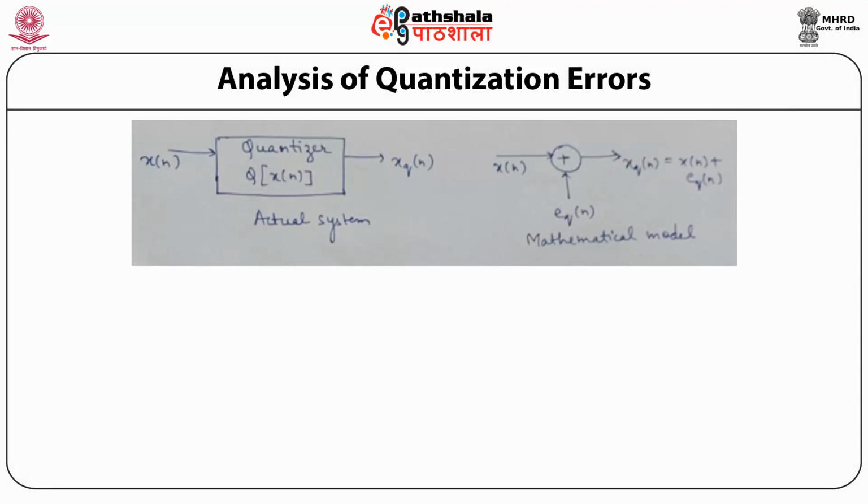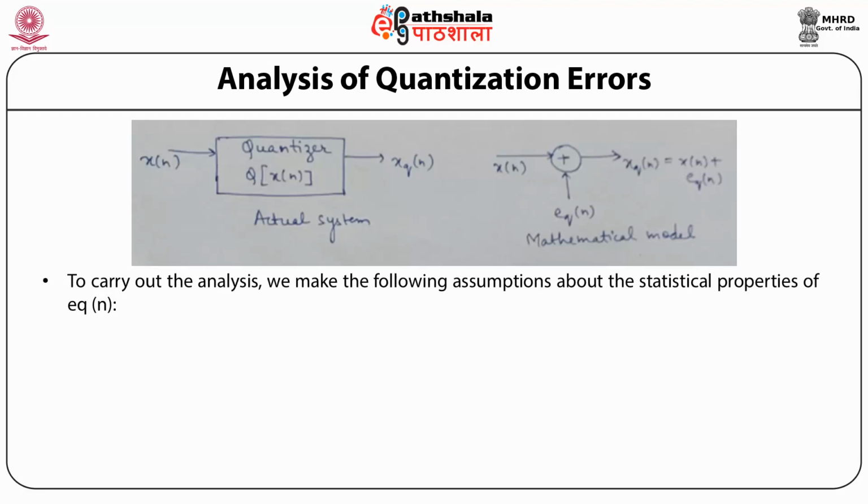Analysis of quantization error. So now students, the quantizer system, the block diagram is represented by this. If the input is x(n), we get the output as xq(n). Mathematically, we can represent it like this: x(n) as the input, a summation, and eq(n) is the error, which gives us the output xq(n) equal to x(n) plus eq(n).